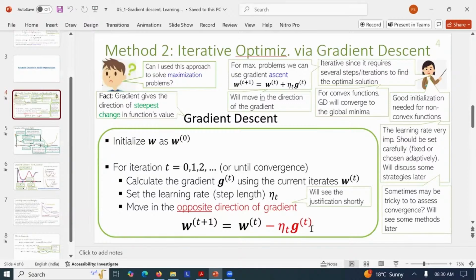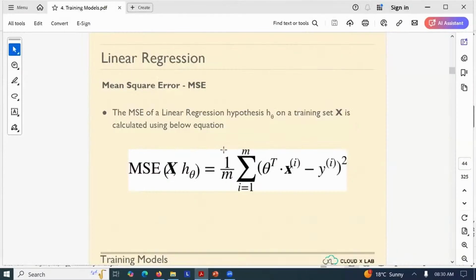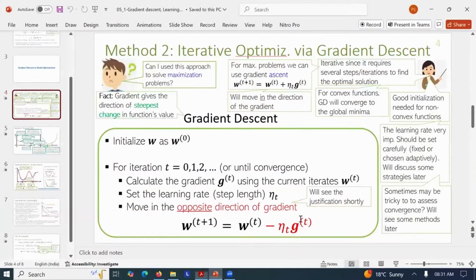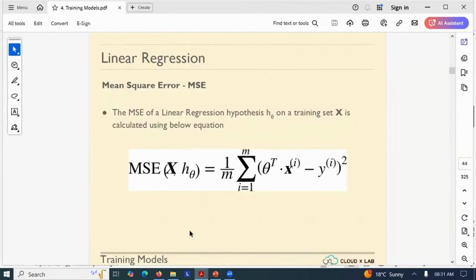But now the problem is this gradient GT computation step will take longer time, right? Because we need to first calculate error using all training data, and then only we can get the gradient vector. So the calculation of GT will take longer time, but the number of iterations will be less, right? So this is the benefit of batch gradient descent.